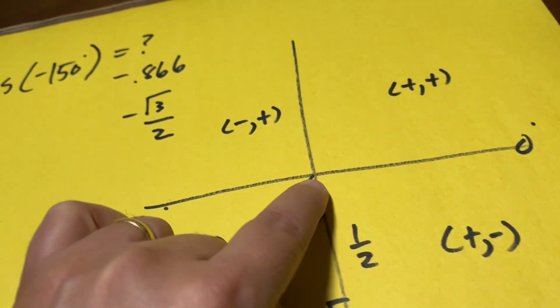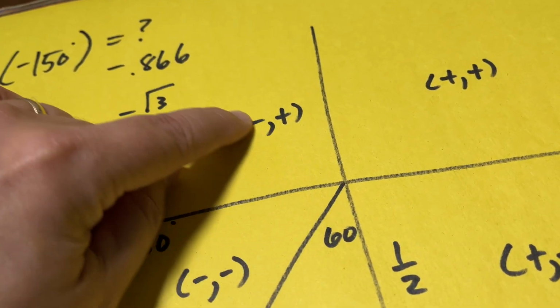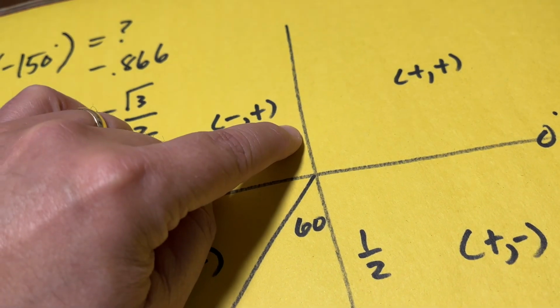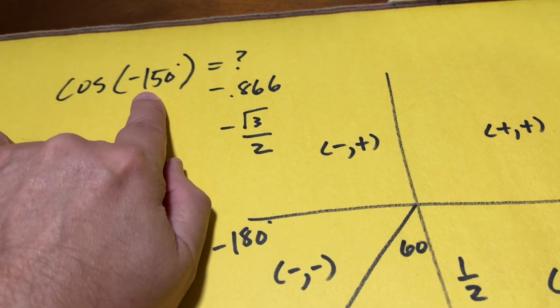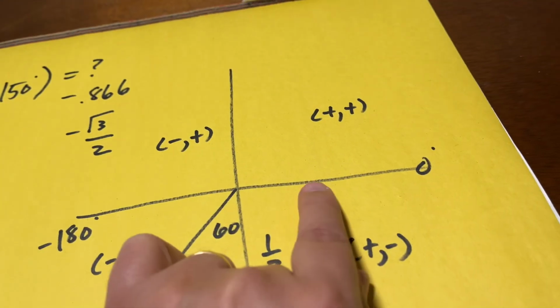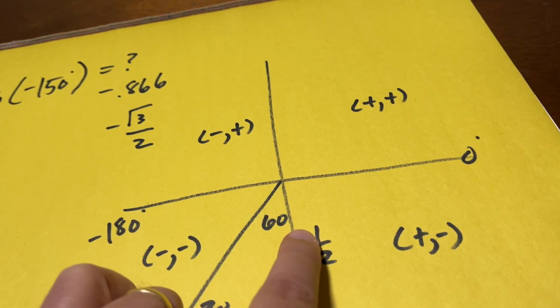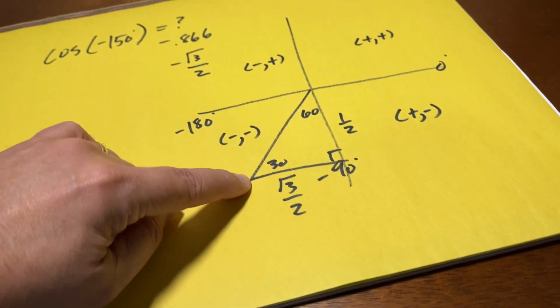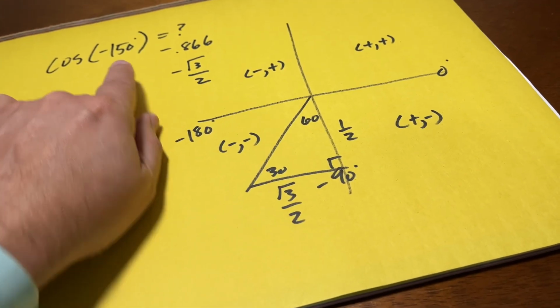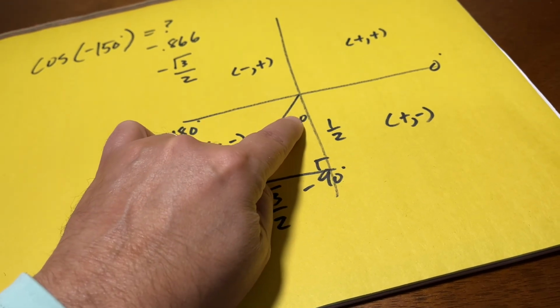So 150 would be over here, about there, and this would be 60 degrees. So 90 plus 60 would be positive 150. But notice we're doing negative 150. So what we want to do is go the other way. So this is 90 and then 60 more. So this angle here represents negative 150 degrees. So it's 90 plus 60 more.